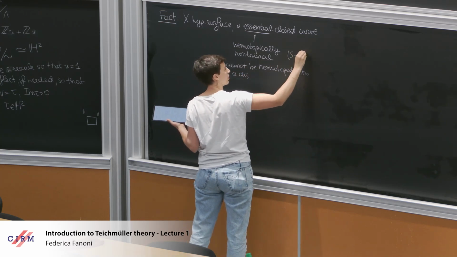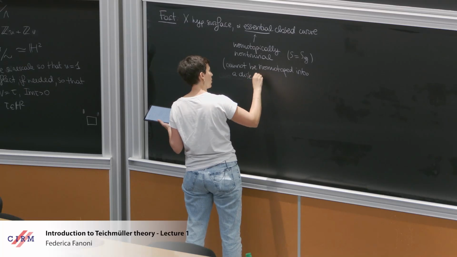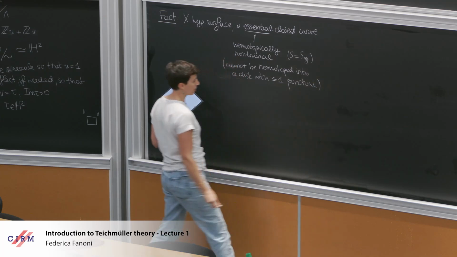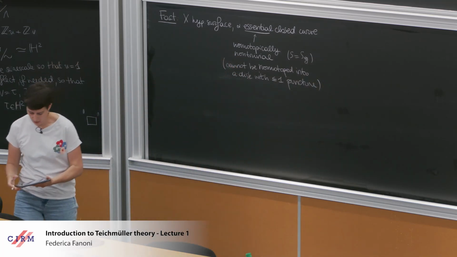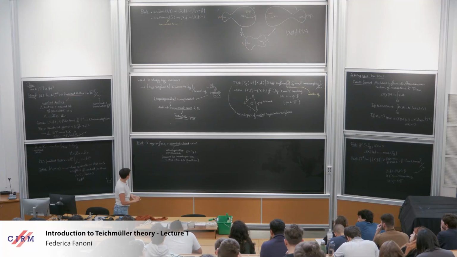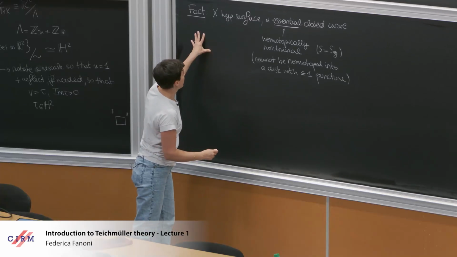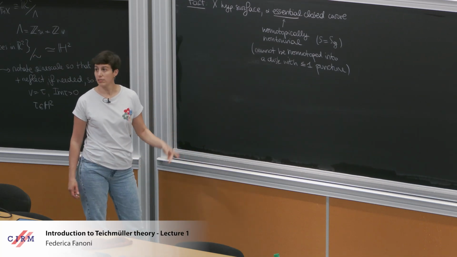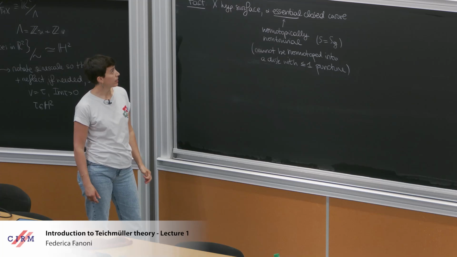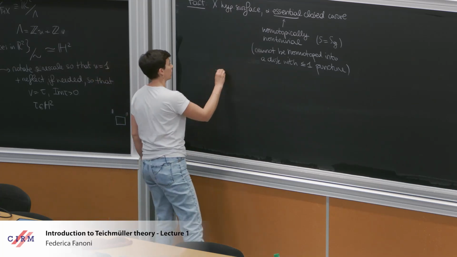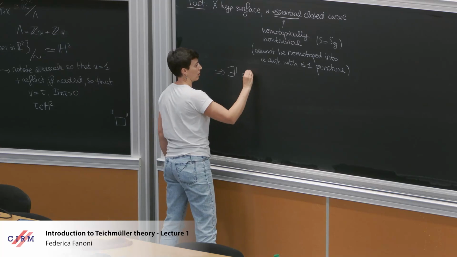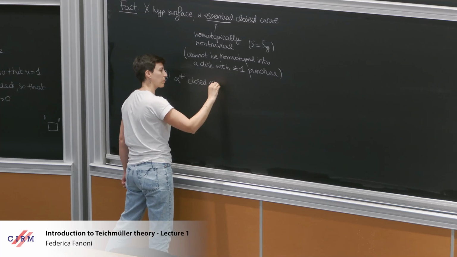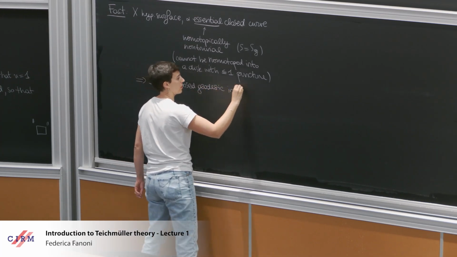So for instance, it cannot be a circle that surrounds a single puncture. Then there's a nice fact that actually works more generally. It's a negative curvature fact: in the homotopy class of this curve, there is a unique geodesic representative. Closed geodesic, in the homotopy class of alpha.